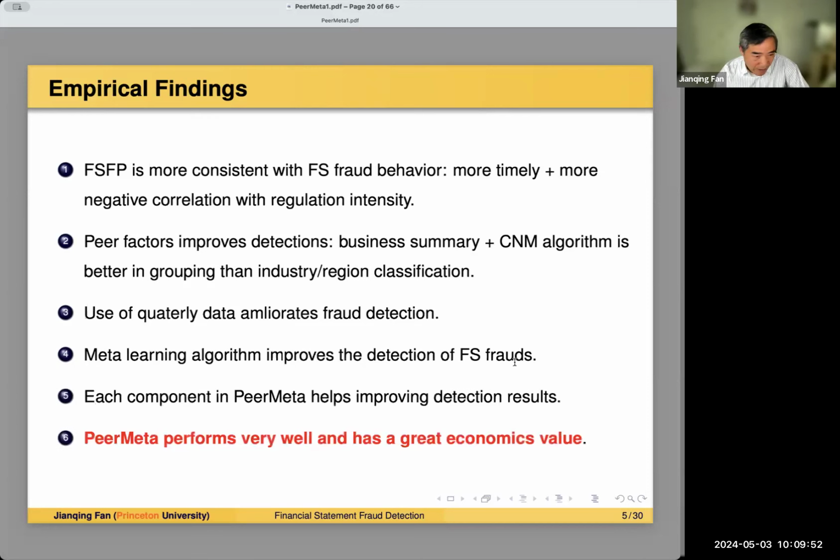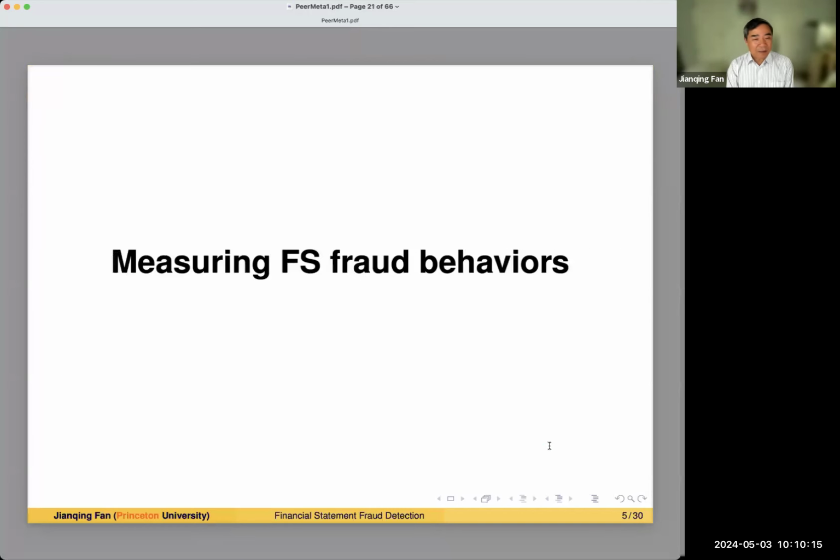And we showed that each component in our algorithm, which we call peer meta, helps improve detection results. Of course, the most critical one, peer meta, performs very well and has a great economic value in terms of tens of billions, as you'll see at the end of the empirical studies. Okay, so now let me begin with measuring financial statement fraud behaviors.